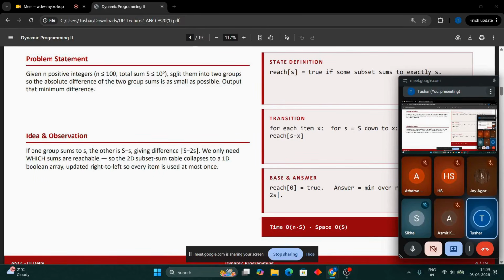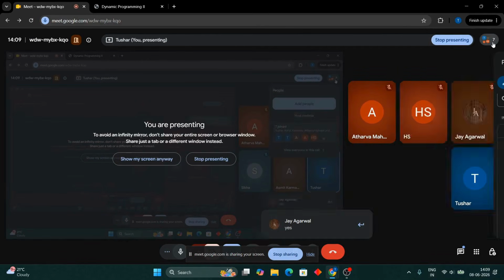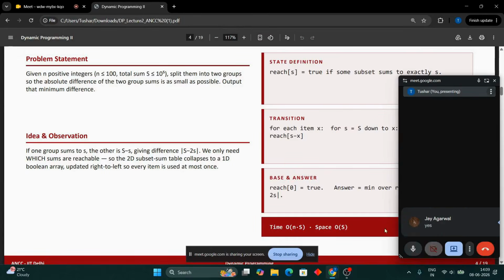So your idea is that using knapsack we should always find all the reachable sums, right? And look at the reachable sum closest to total sum by two. Yeah.